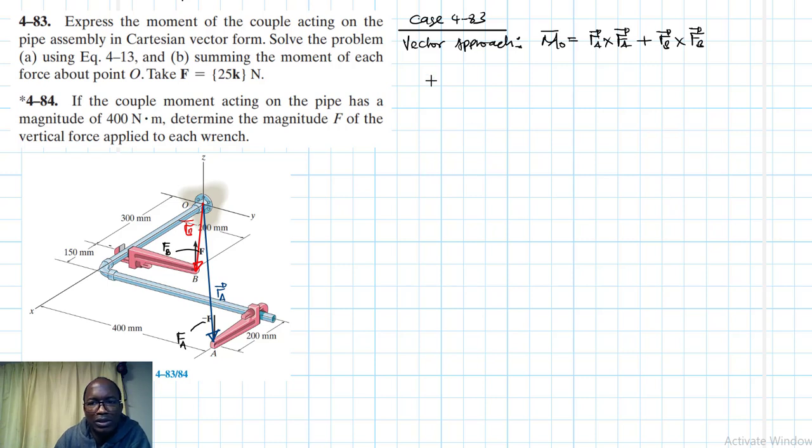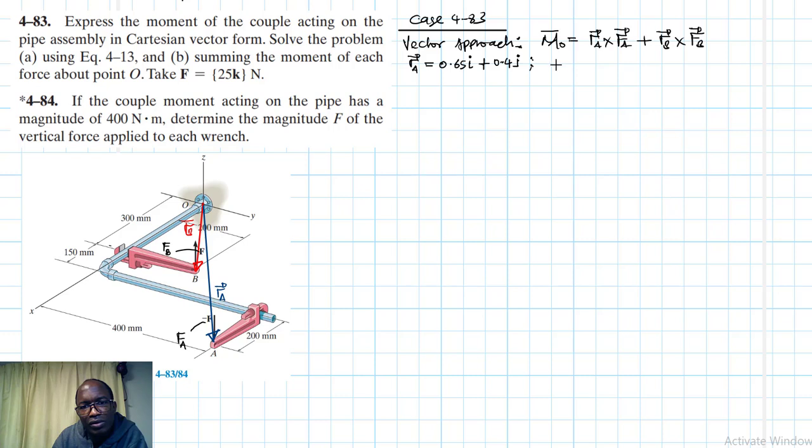Let's find what these lever arms are. So we have RA. What are the coordinates of point A? The coordinates in the x-axis, that's 200 plus 150 plus 300. This is 650. Converting into meters is 0.65 i. And then we have plus, what are the coordinates in the y direction for A? Is 400. In meters is 0.4 j.